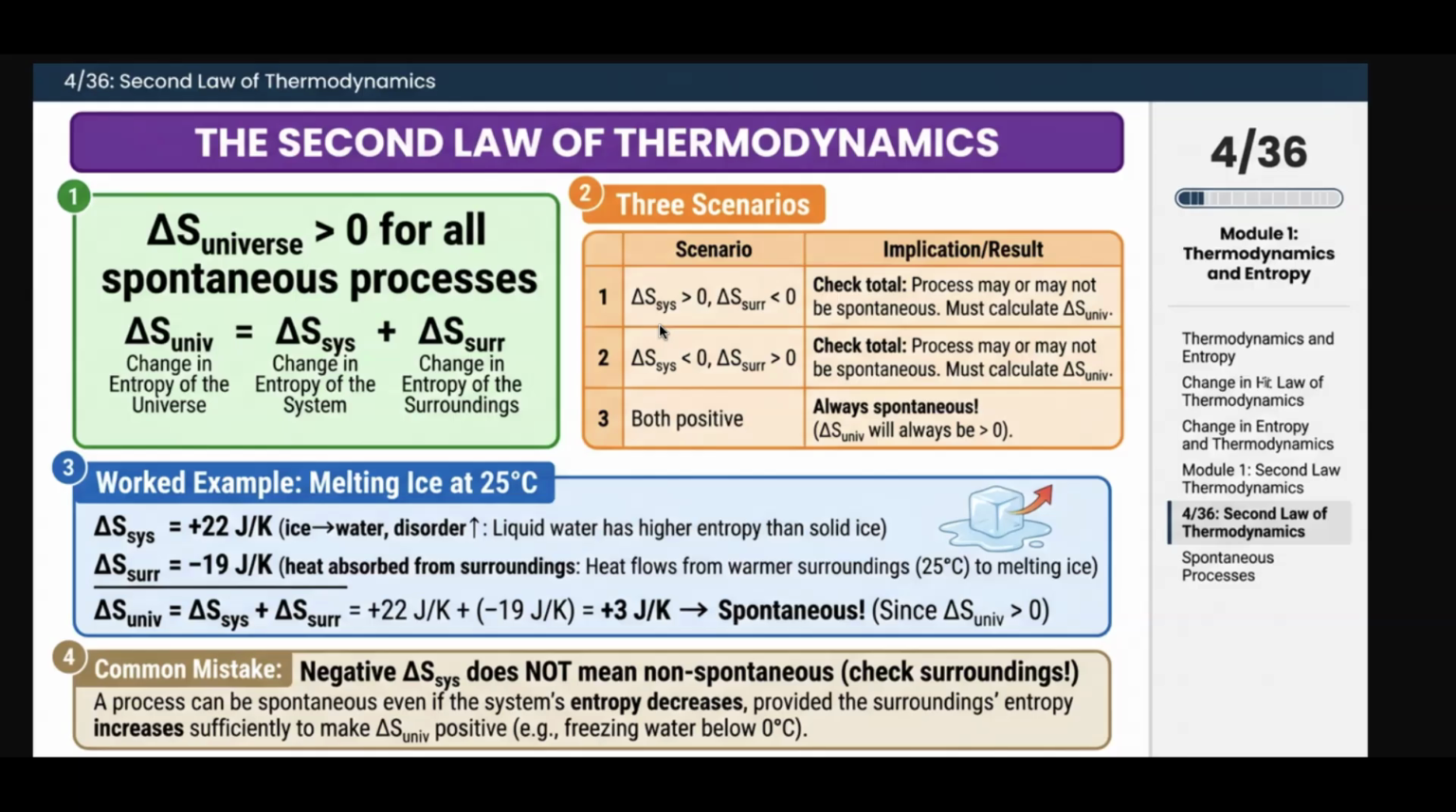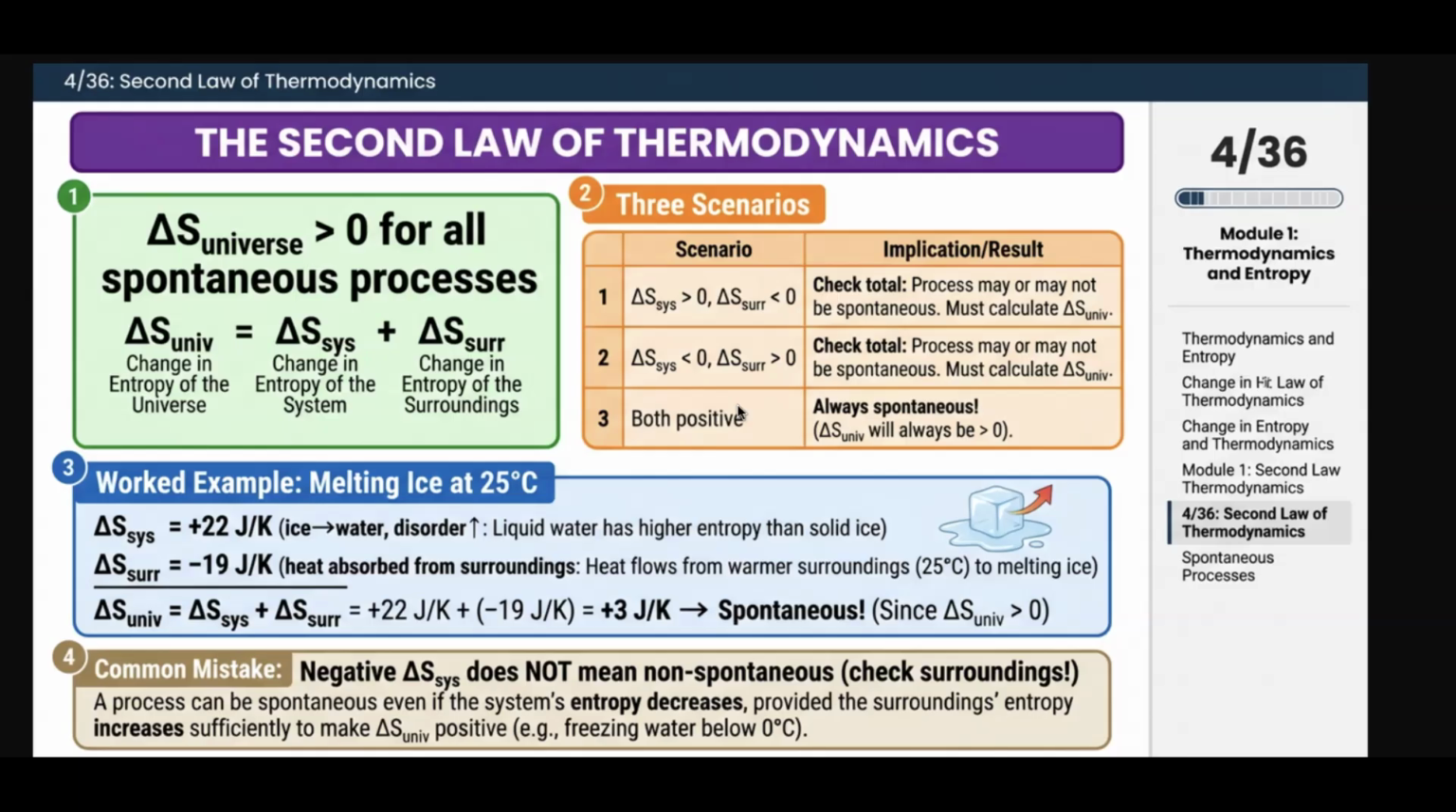So let's do a worked example. I have some ice melting at 25 degrees Celsius. The delta S system equals positive 22 joules per Kelvin, because ice becoming water increases the disorder. The delta S surroundings equals negative 19 joules per Kelvin, because the surroundings lose heat to melt the ice. But the total delta S universe equals positive 3 joules per Kelvin, so melting is spontaneous at 25 degrees.